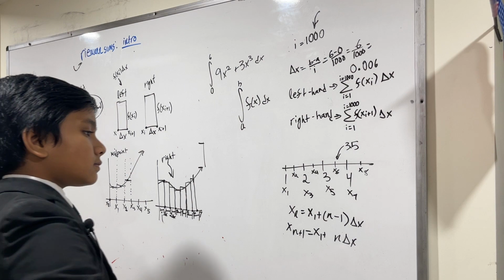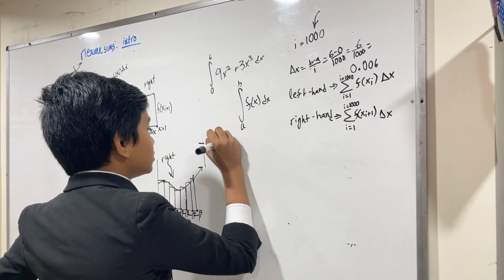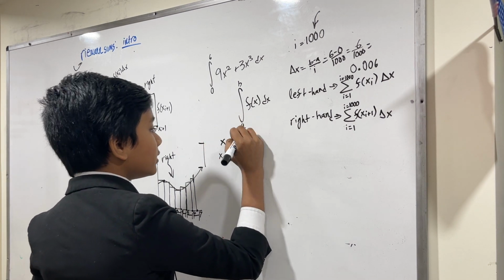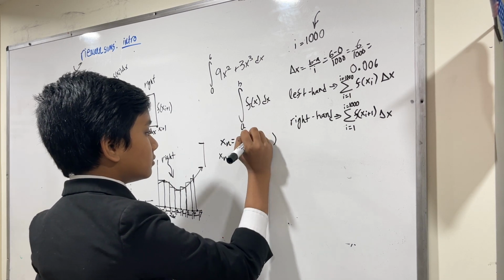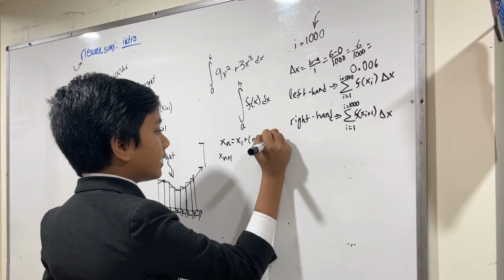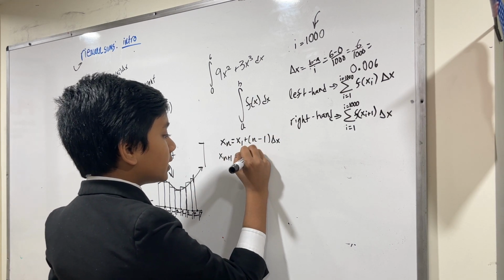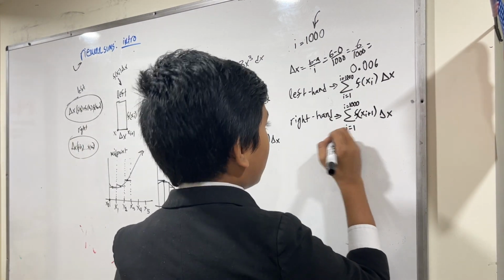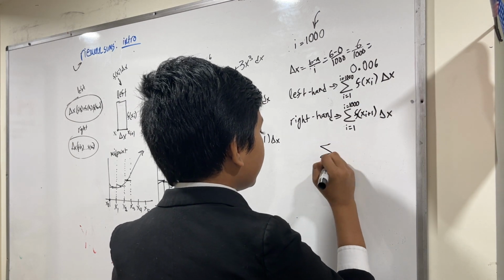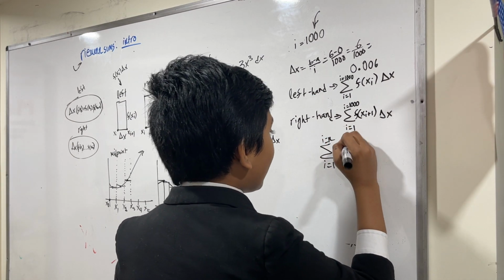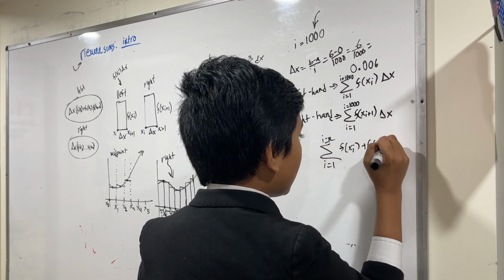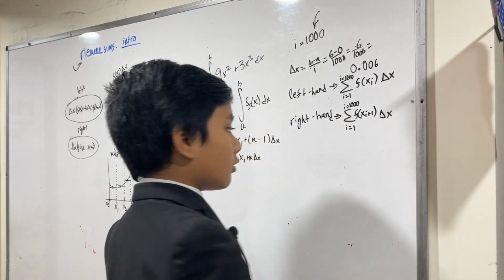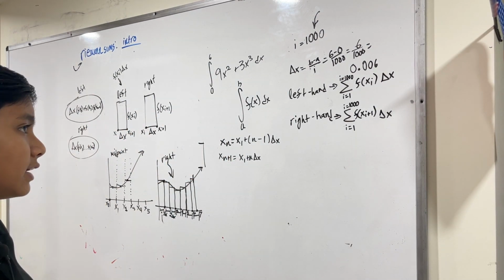So, let's erase this and just keep those formulas to the side. x sub n is equal to x1 plus n minus 1 delta x. This is x1 plus n delta x minus delta x. There's also a midpoint formula in this kind of shape, which is the sum from I equals 1 to n of f of x sub i plus f of x sub i plus 1, over 2. But that's too lengthy for me to do right now, because this lecture is already way overextended. Let's just do left hand and right hand.